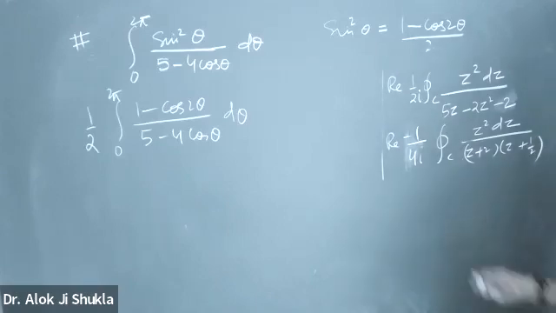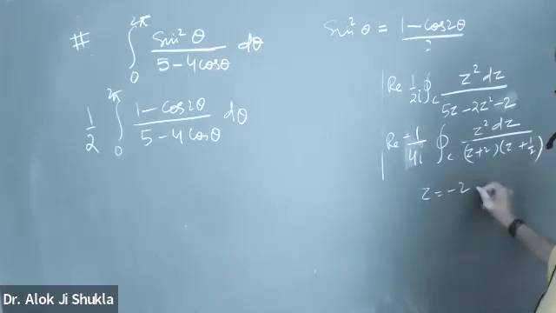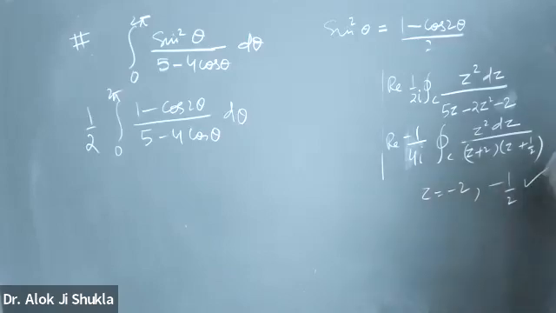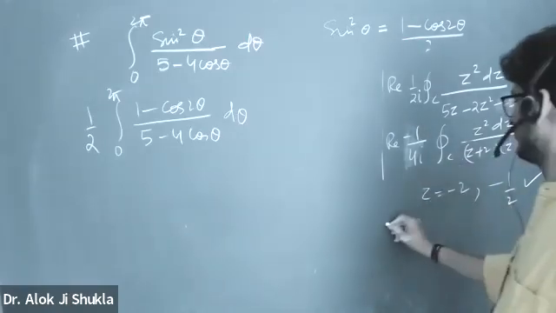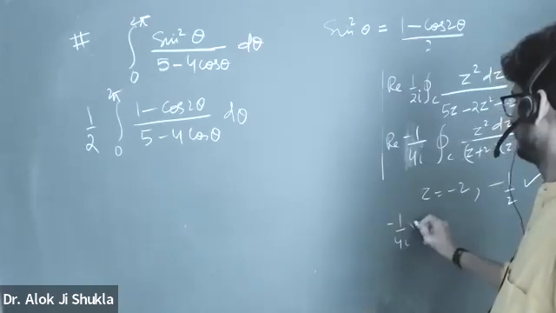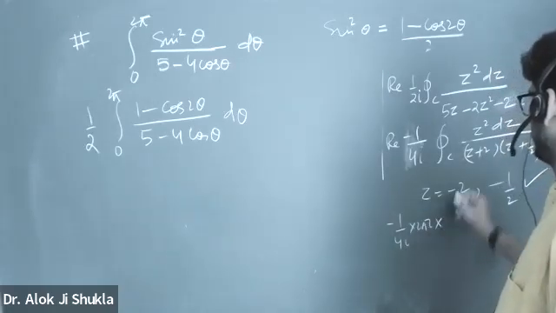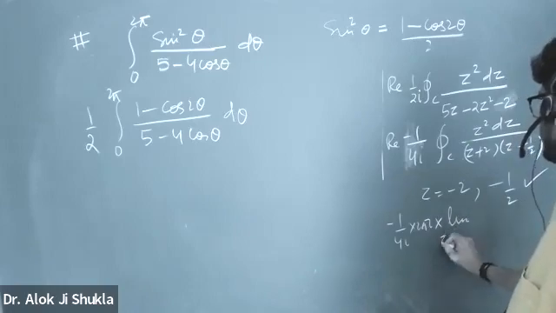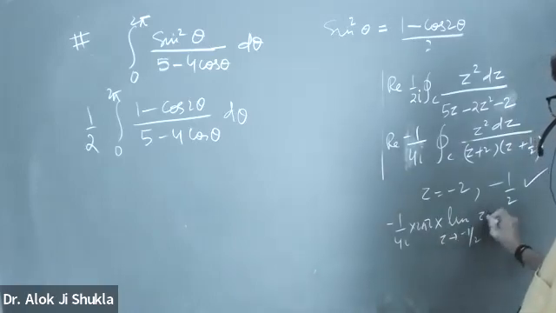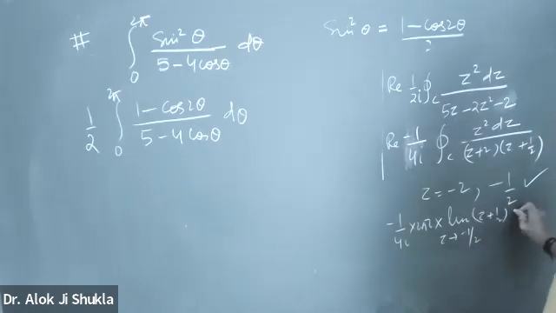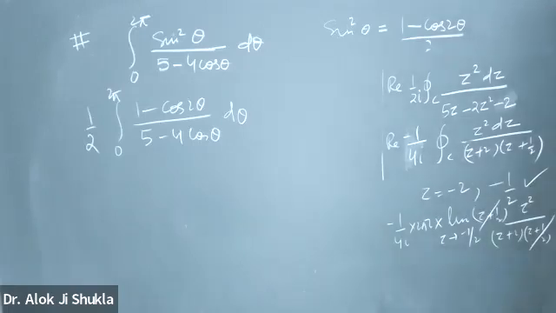So you have two poles, z is equal to -2 and -half, and this will be inside the contour. So when you calculate this, it will be -1 by 4i into 2 pi I into residue, which will be the limit z tending towards -half, (z plus half) into z square upon (z plus 2)(z plus half). This will be cancelled, and now put z is equal to -half.